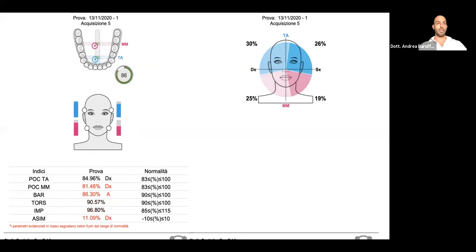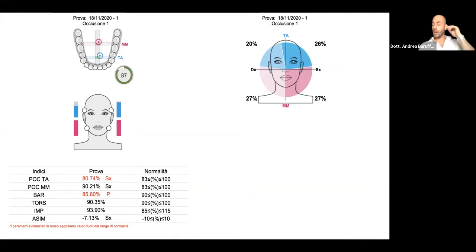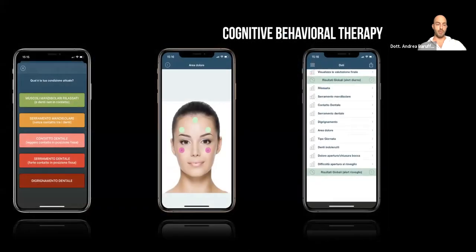Okay, so you can see here, after a treatment with the osteopath, I chose for him an occlusal functional therapy combined with cognitive behavioral therapy.